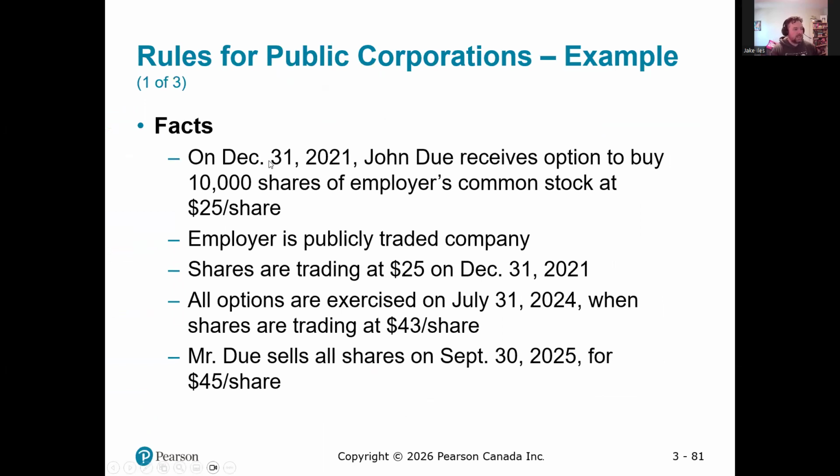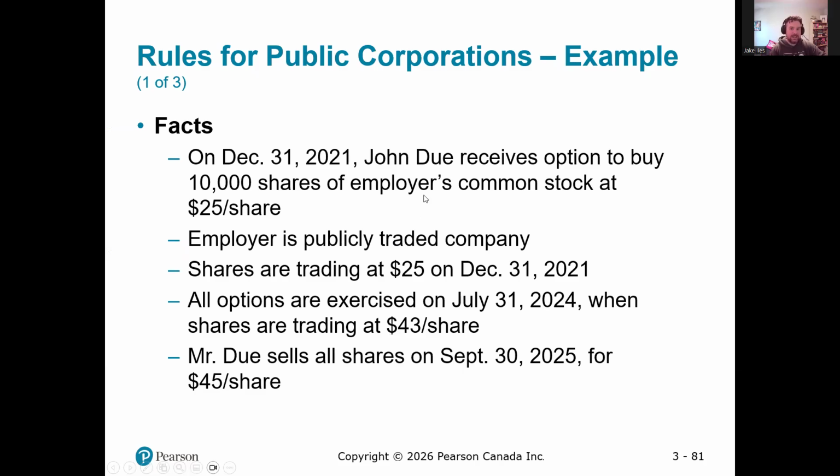So as an example, on December 31st, 2021, John Doe receives options to buy 10,000 shares of an employer stock at $25. It's a publicly traded company. Shares are trading at $25. So my option is at market price. All options are exercised on December 31st, about 2.5 years later, when shares are trading at $43. Mr. Doe sells all shares September 30th, 2025 for $45. So it's a public company.